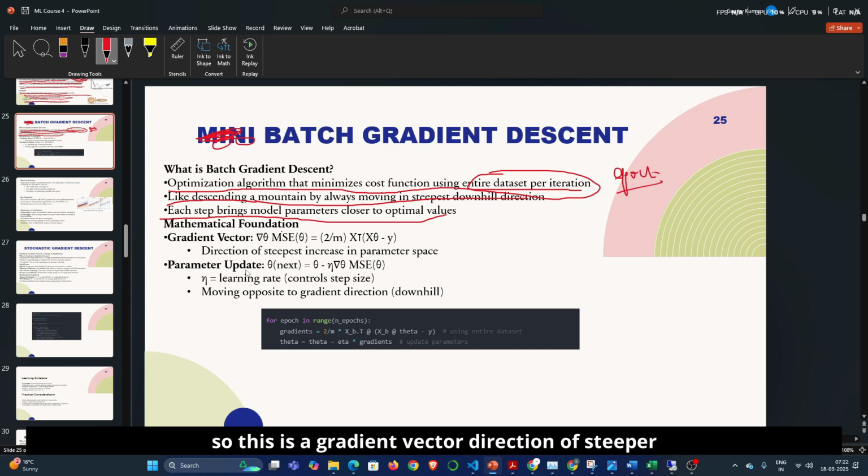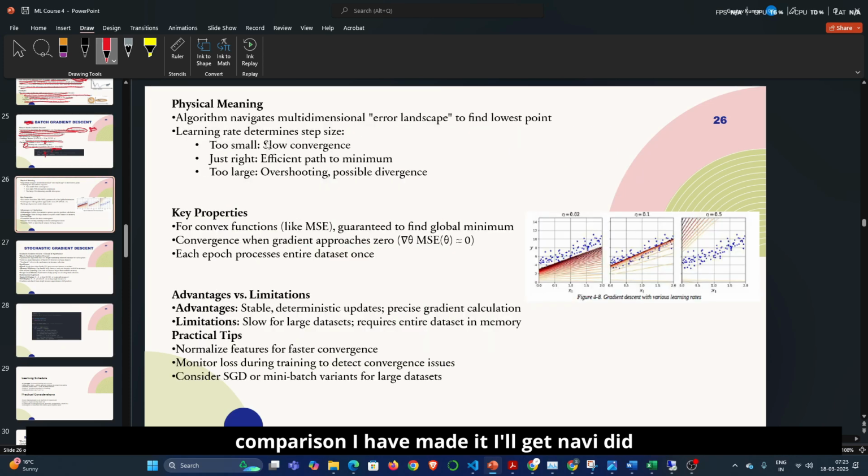So this is the gradient vector, the direction of steepest increase in parameter space. This is the learning rate, which I have told you. That's how we can do it: 2 by m, where m is the total training instances, X transpose times (Xθ minus y), times the learning rate. This will be used for the matrix multiplication. I'll explain the equation. Don't worry about this thing. In the comparison, I have made it.